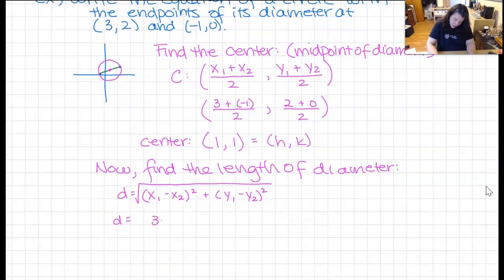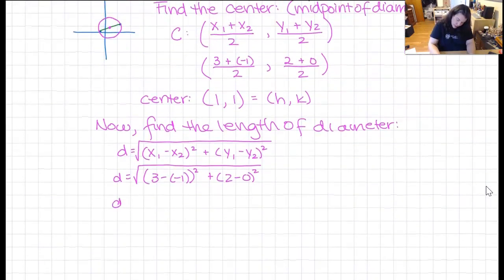Okay, so the distance then, let me scroll this down so I can see my points. I've got 3 minus negative 1 squared, there's my x coordinates, and 2 minus 0 squared, there's my y coordinates. So then I'm going to have 4 squared plus 2 squared, all under the square root. So that's 16 plus 4, I get the square root of 20.